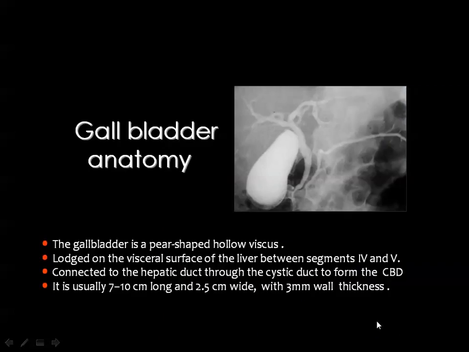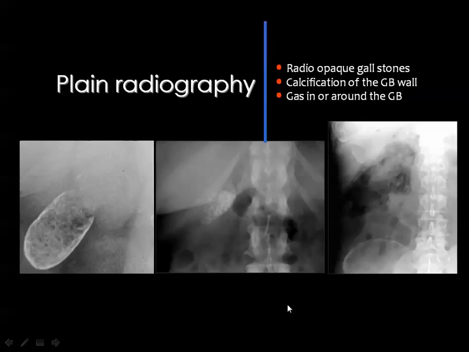And the gallbladder is a pear-shaped viscus, and its diameters are about 7 to 10 centimeters long, 2.5 centimeters wide, and 3 millimeters concerning the thickness of the wall. Then the gallbladder is located in the visceral surface of the liver in the gallbladder fossa.